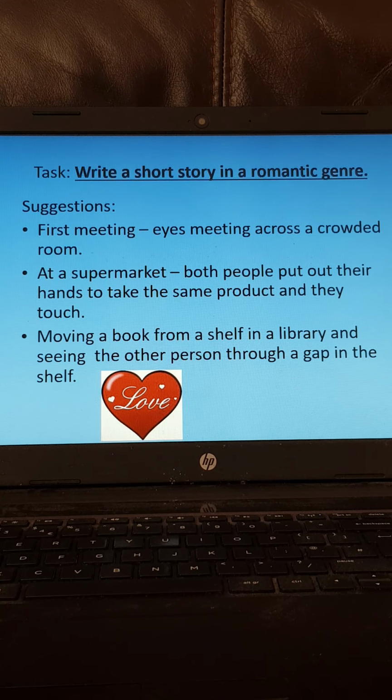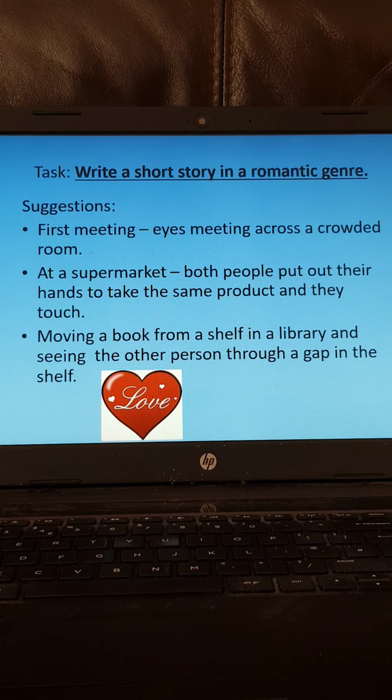Last one we've got on here: moving a book from a shelf in the library, seeing the other person through the gap in the shelf. Again, quite a slushy idea, but it's quite a nice idea to start off a romance. Think about how the person might feel. Does the other person then look up and see them watching them through the gap? What happens next? So try and embrace the romantic inside you, and let's have a go at writing a romantic short story.